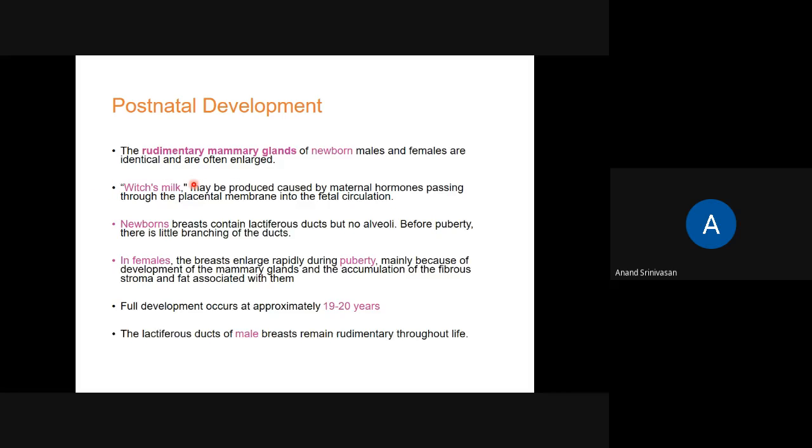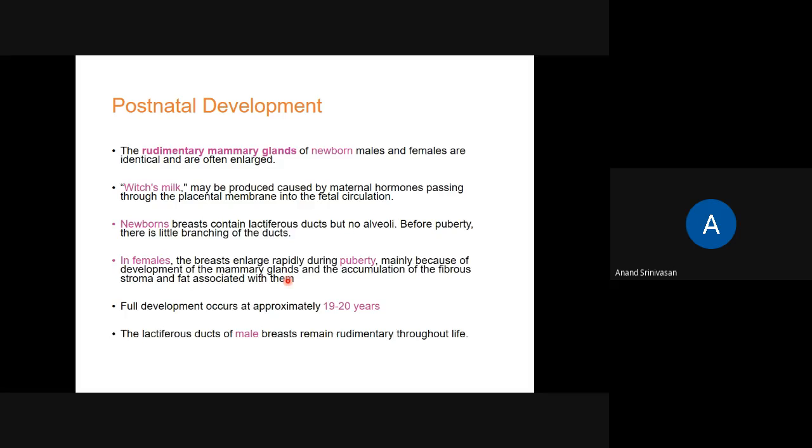It's a normal phenomenon, but some parents might be anxious about it. You need to explain to them that it will come down. It's because of the hormones which are coming from the mother to the babies. So this is one which I already told you.